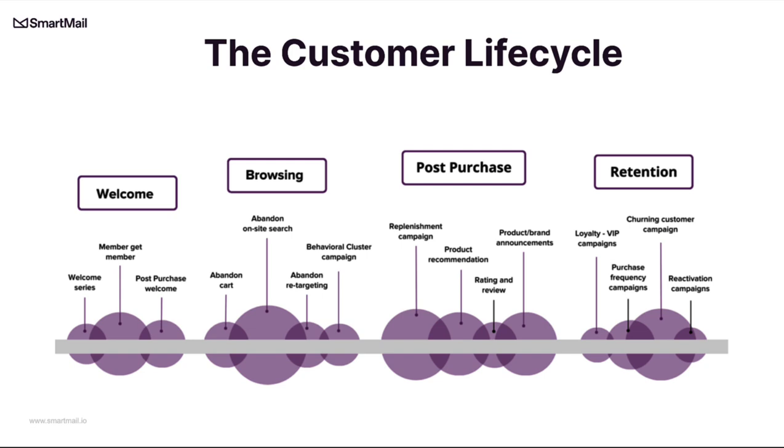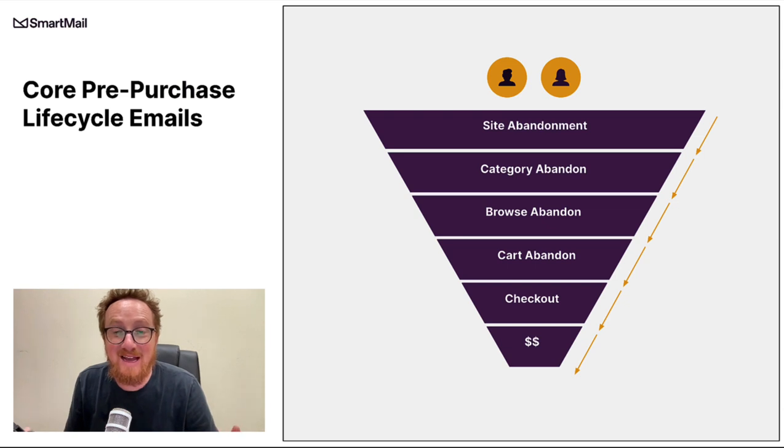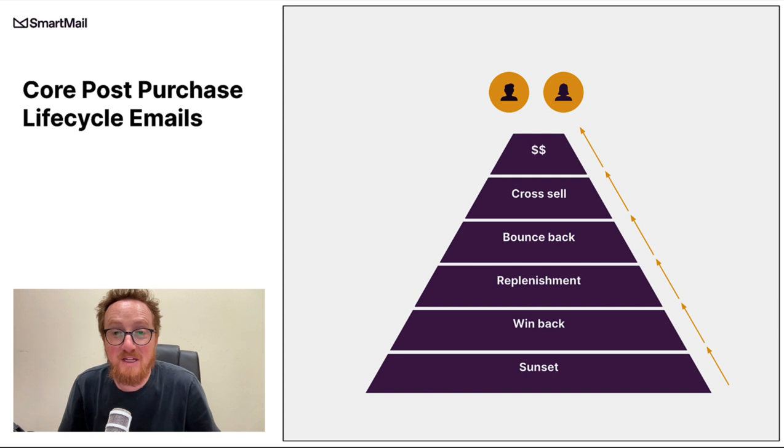So when we start looking at this chart, what we want to do is identify what the most profitable automations actually are, because there are so many in the lifecycle that you could be doing. After setting up hundreds of lifecycle emails for our clients, these are the main ones. On the pre-purchase side, you've got site abandonment, category abandon, browse abandon, cart, and checkout. On the post-purchase, you've got cross-sell, bounce back, replenishment, win back, and sunset.